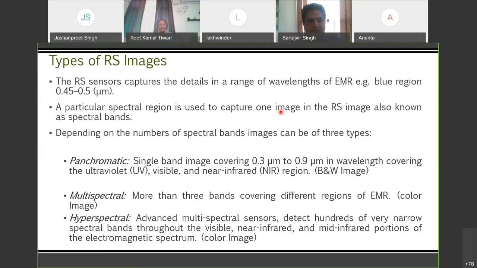And hyperspectral is also a kind of multispectral image, but here the wavelengths are further divided into hundreds of different spectral regions. Like in multispectral, we capture one band of image from 0.3 to 0.4, but in hyperspectral, 0.31 to 0.32 will be one spectral band. So here we have multiple images captured, like hundreds of images captured for a particular region at a given time.